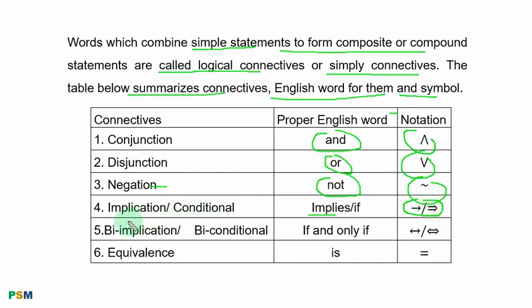5, you have biimplication or biconditional. If and only if is the English word, and you have this symbol. 6, you have equivalence. Is equivalent to is the English word, then equal to is the notation or symbol.